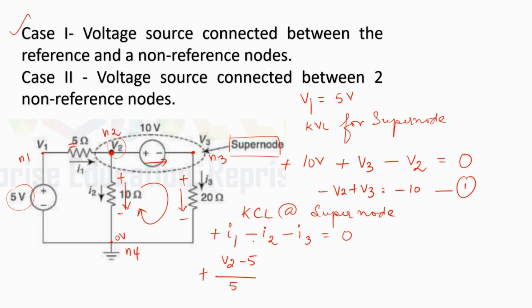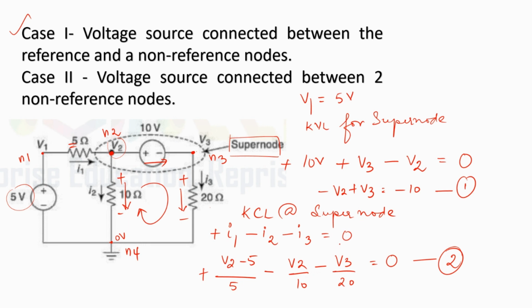So it is plus. In this case, this is minus of what is I2? I2 is V2 minus 0 by 10, which is V2 by 10. Again, I3. What is I3? Minus of V3 by 20. So V3 minus 0 by 20 or V3 by 20, which is all put together to be equal to 0. So this becomes my second equation. In both of these equations, we can actually see that the two unknowns are V2 and V3, and we have two equations too.